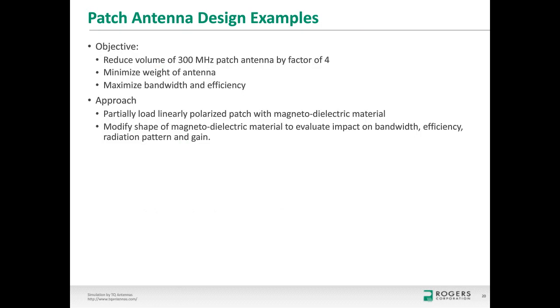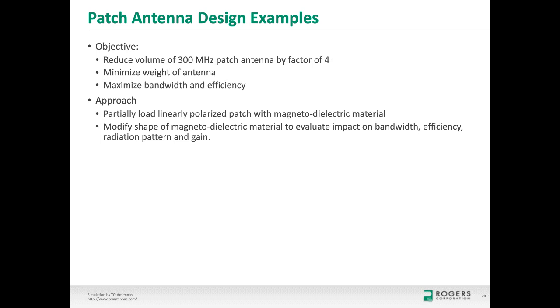So now we'll dig into kind of a basic design example with a patch antenna. And what we're looking to do here is reduce the volume of a 300 megahertz patch antenna by a factor of 4. So we're not looking to make this as small as possible. We're looking to reduce the volume and maybe make it smaller than it naturally would be. At the same time, we want to look at how do we minimize the weight of the antenna and how do we maximize the bandwidth and efficiency of the antenna.